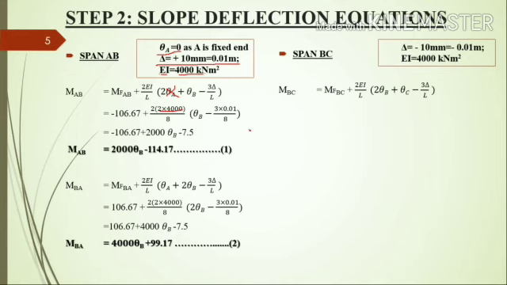So when we consider span BC, this is support B and this is support C. The support B is 10 mm below the support C. Only the support B is settled, sunk by 10 mm. The support C and the support A are at the same level. Only the support B is sunk by 10 mm. Therefore, here also the support B is below the support C. So here B support is the left hand side support and C is the right hand side support.